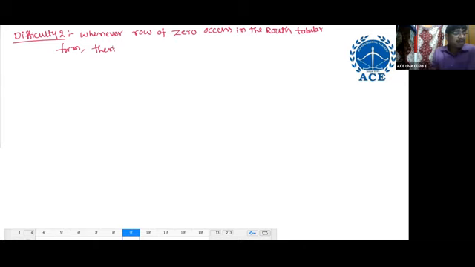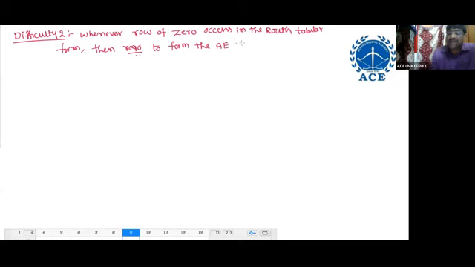Difficulty 2. Whenever rho of 0 occurs in the Routh tabular form, then it is required to form the auxiliary equation.